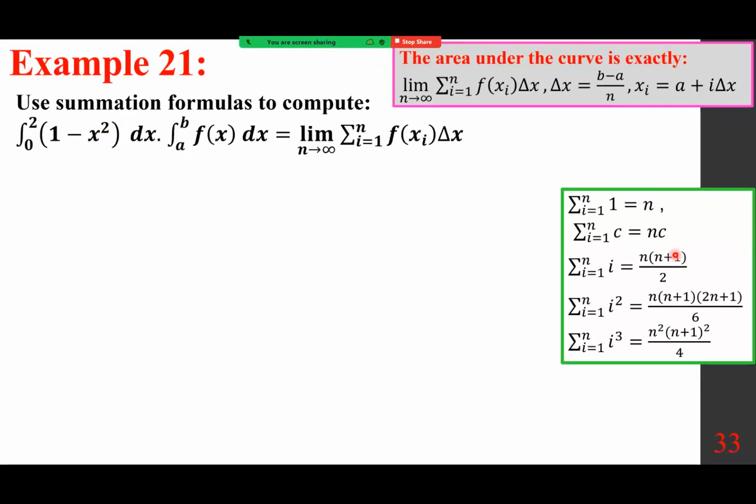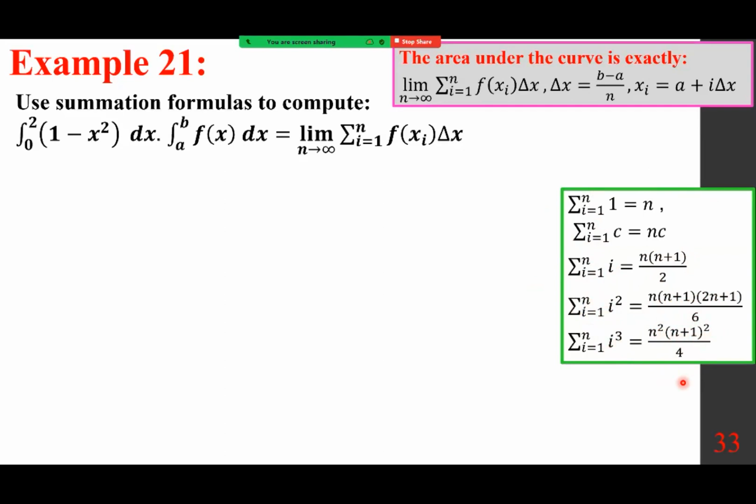It's important to remember this from algebra. Summation of 1 is n if i goes from 1 to n. Summation of c is n times c if i goes from 1 to n. Summation of i is n times n plus 1 over 2, of course, i going from 1 to n. Summation of i squared is n times n plus 1 times 2n plus 1 over 6, as i goes from 1 to n. And i cubed gives us n squared times n plus 1 quantity squared over 4. We're going to use this in a moment, and I'll show you how to use that.